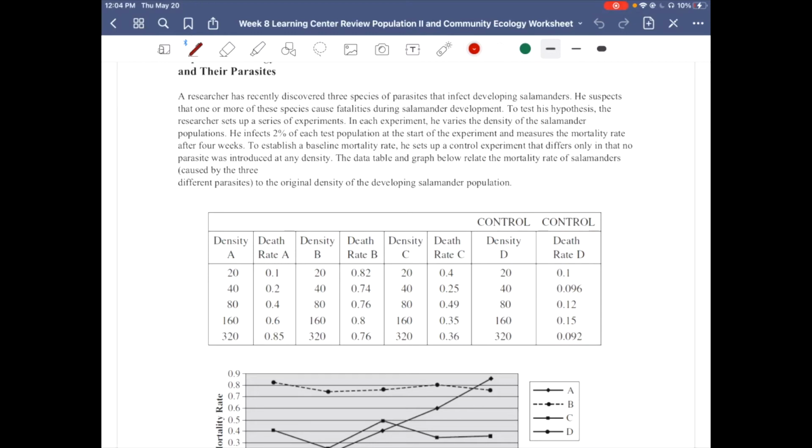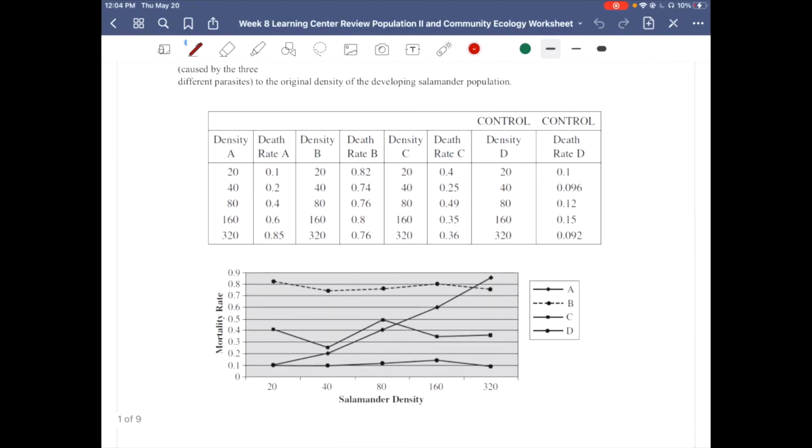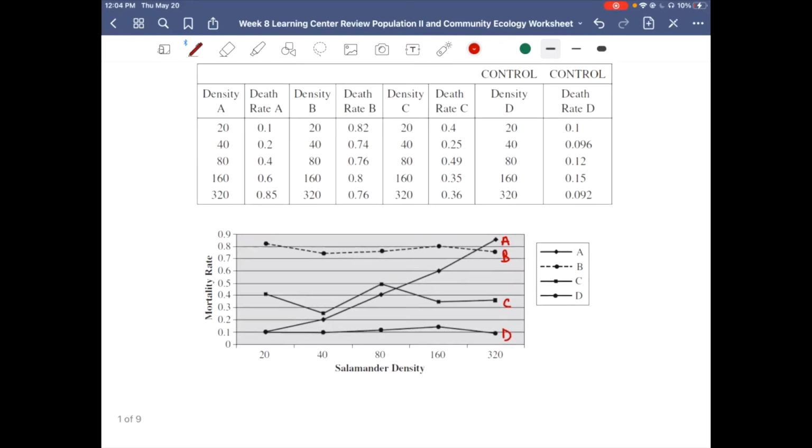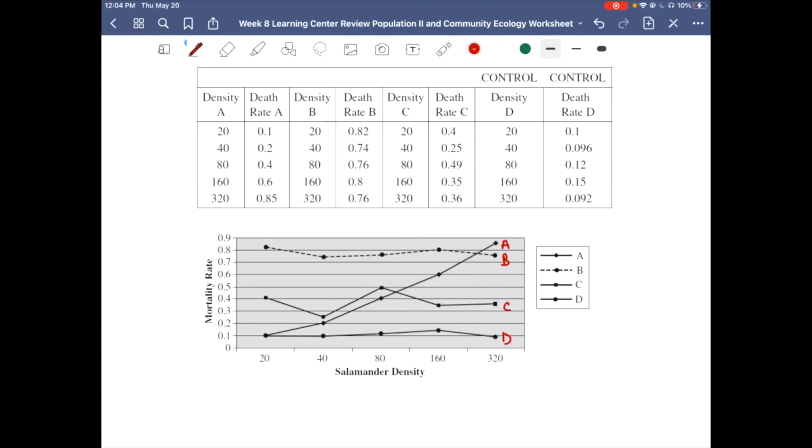So he had 4 different groups, and then he also had a control group where he didn't introduce any parasite at all. Another way that it might be helpful is to look at the graph. The table has a lot of numbers, but here we can see that this is A, this is B, and C and D. So we see in C nothing really happened, but in A, the mortality rate shot up really high as the density went up, and then here it kind of fluctuated. For me, I'm a visual learner, so it really helps me to look at graphs rather than charts. So we'll be using this to answer the next few questions.